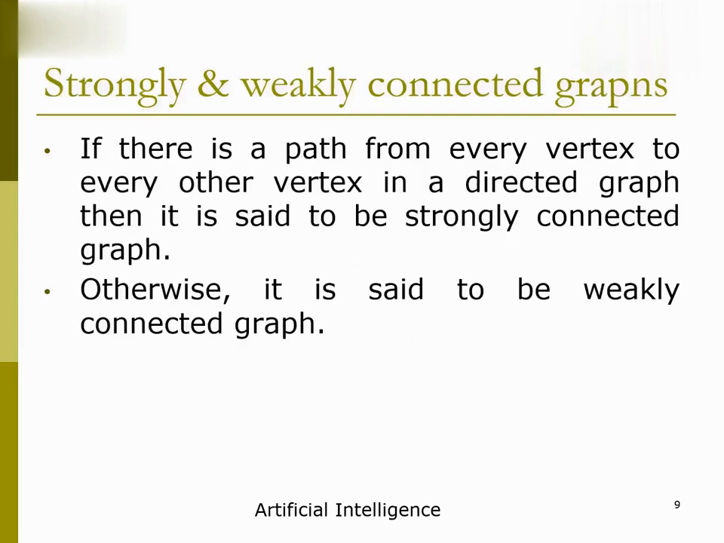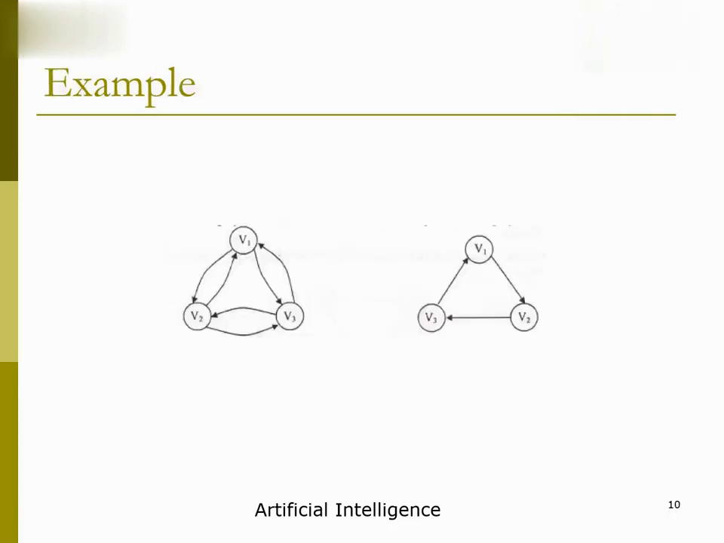A connected graph can be strongly connected or weakly connected. If there is a path from every vertex to every other vertex in a directed graph, then it is a strongly connected graph. Otherwise, it's a weakly connected graph. In this graph, V1, V2, V3, each vertex has paths to all the other vertices. For example, from V1, you can move to V2 and you can also move to V3. From V2, you can move to V1 and V3. From V3, you can move to both V1 and V2. So it's a strongly connected graph.